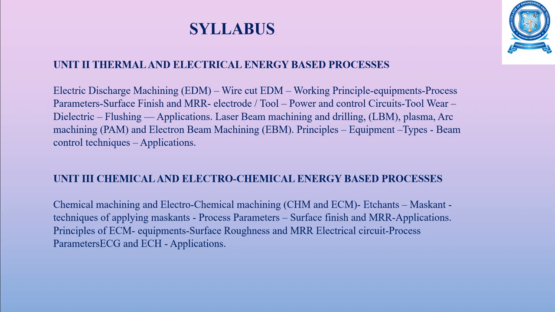Unit 3 is chemical and electrochemical energy-based processes. We'll be studying chemical machining and electrochemical machining, etchants, maskings, techniques of applying maskings, and various process parameters, surface finish and MRR, applications, and the principles of ECM, equipments, the surface roughness and MRR, electrical circuits, process parameters, ECG and ECH applications.